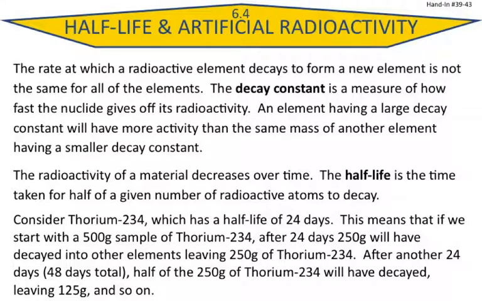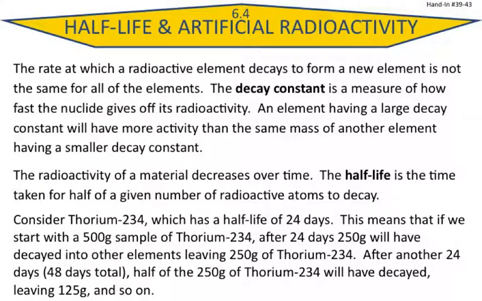So in this section we're going to look at two things in particular: the half-life of a substance and artificial radioactivity. We've already looked at natural radioactivity in section 6.3, and today we're going to look at how humanity is able to create a radioactive element from one that is not.